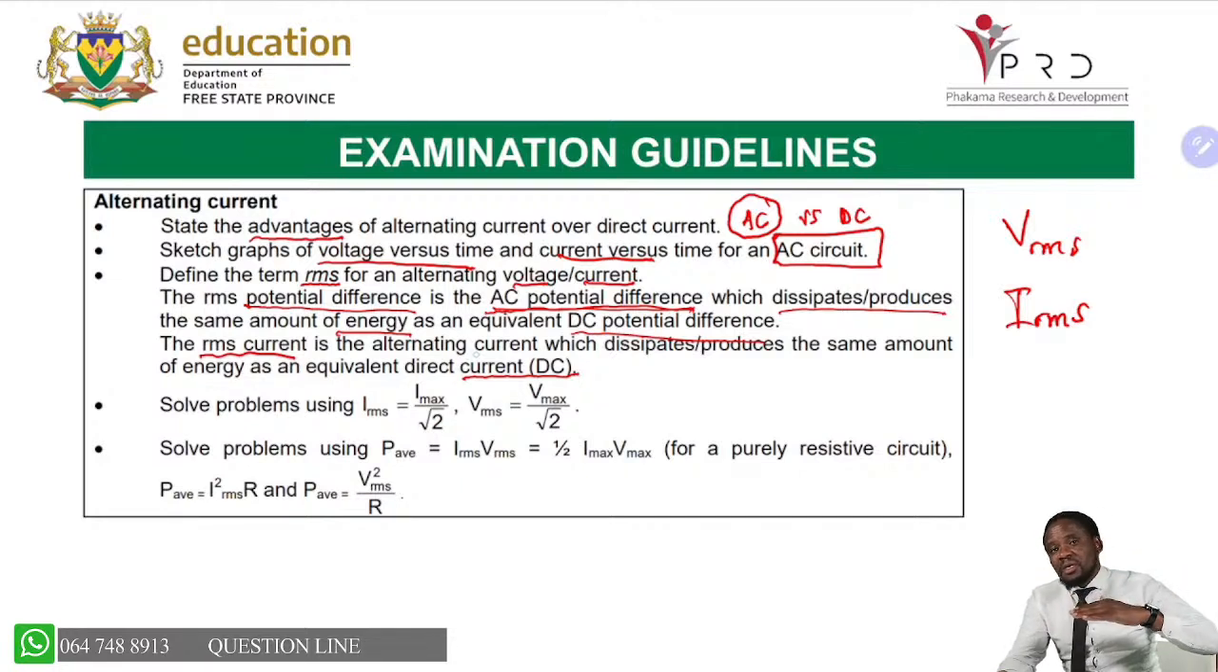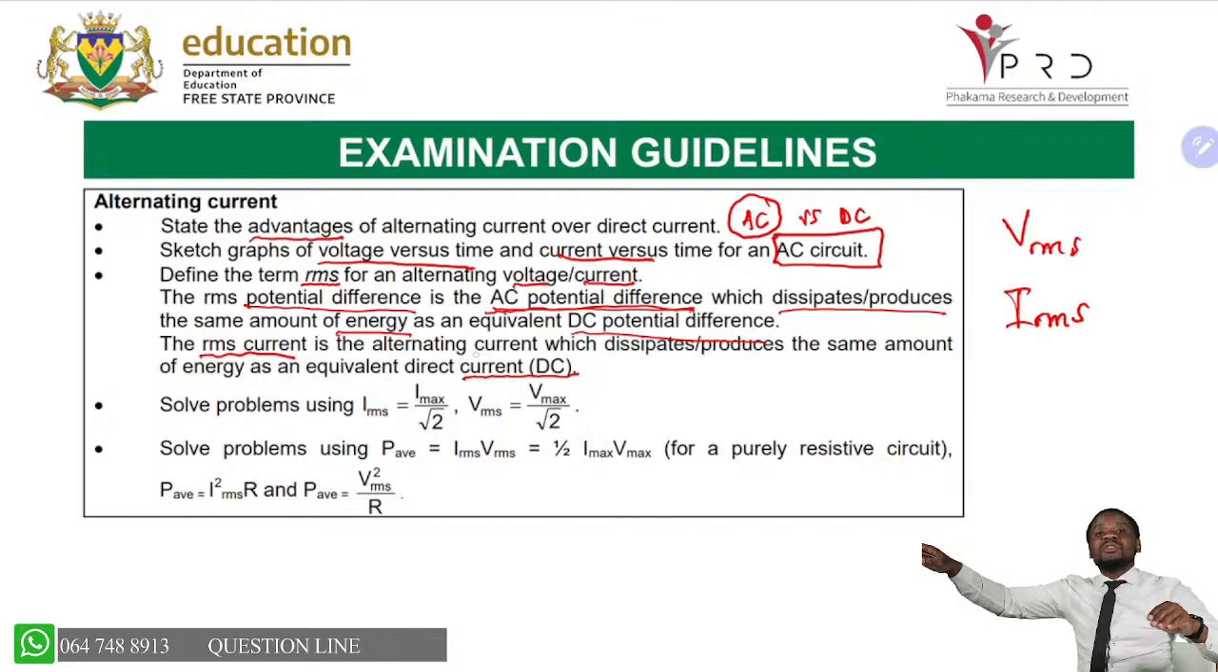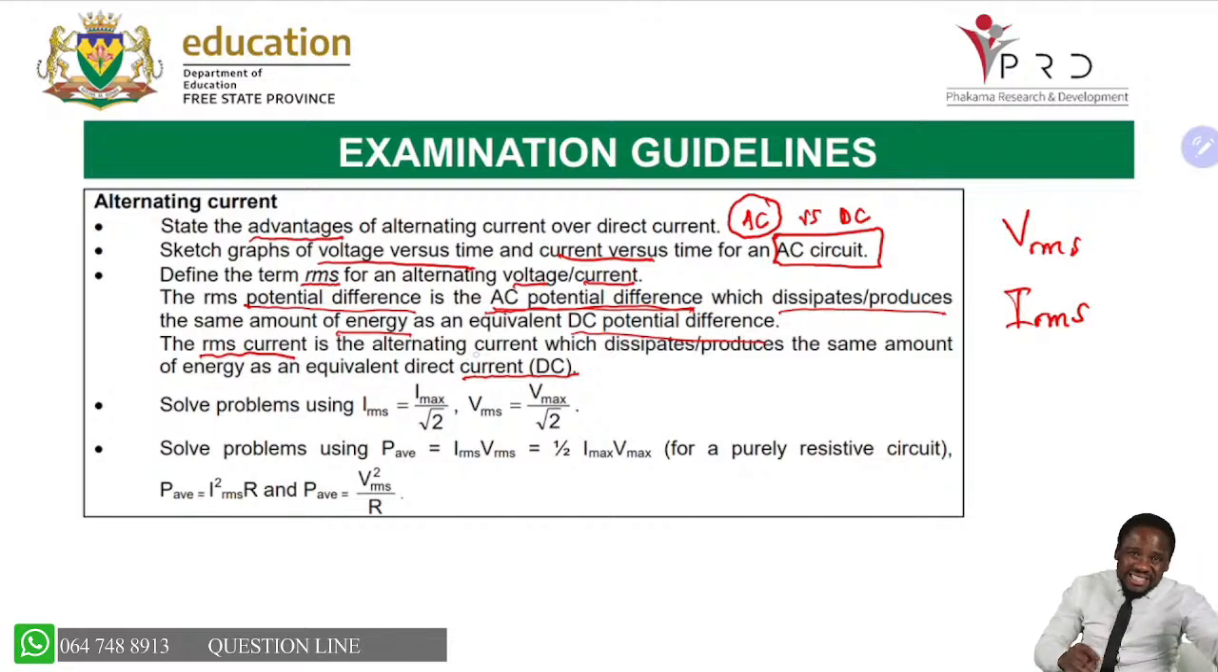Now, that direct current source provides, or dissipates, or produces a certain amount of energy. For an AC, for us to refer to it as the root mean square current or root mean square voltage, we must compare it to that constant direct source of potential difference or current. That's why it is of the AC. Why AC? Because AC fluctuates.